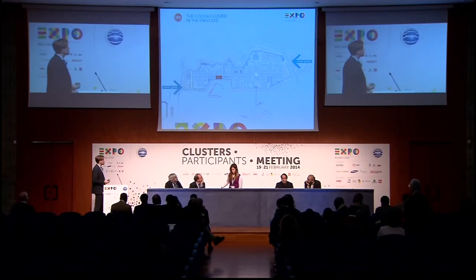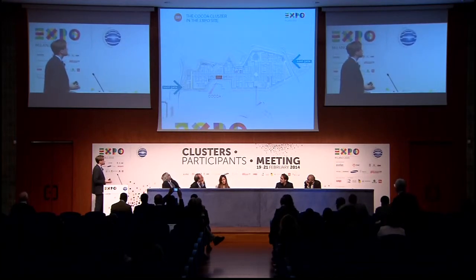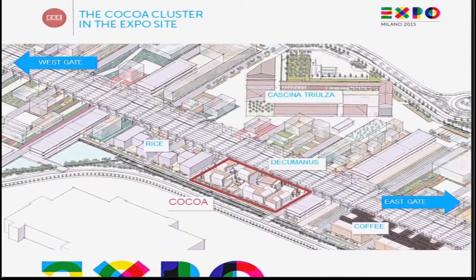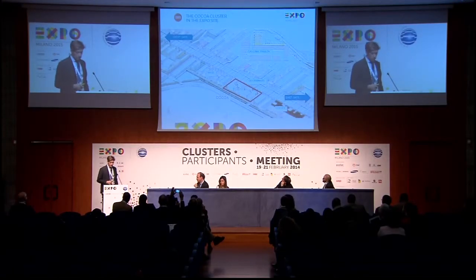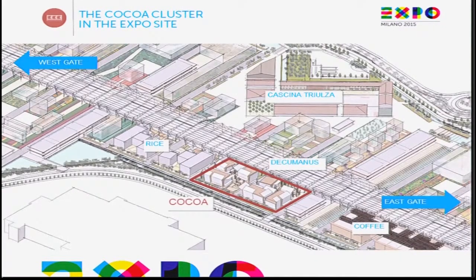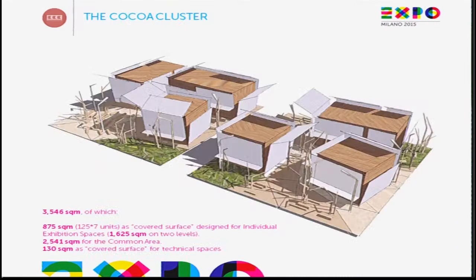I just introduced some slides to show the position of your cluster in the Expo site. It's right in the middle of the Expo site, and in front of your cluster there is Cascina Triulza. It's quite near to West Gate and East Gate. At your left you have a rice cluster, and at your right you have a coffee cluster. This is a general view of your cluster.